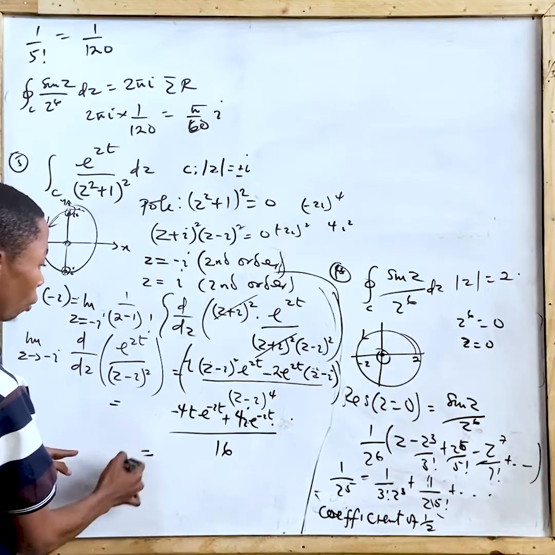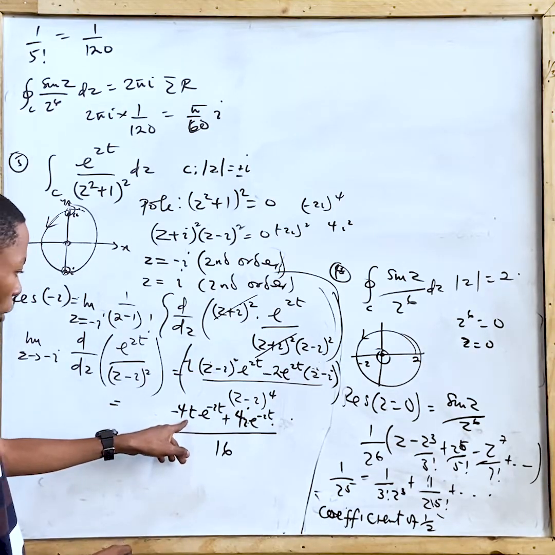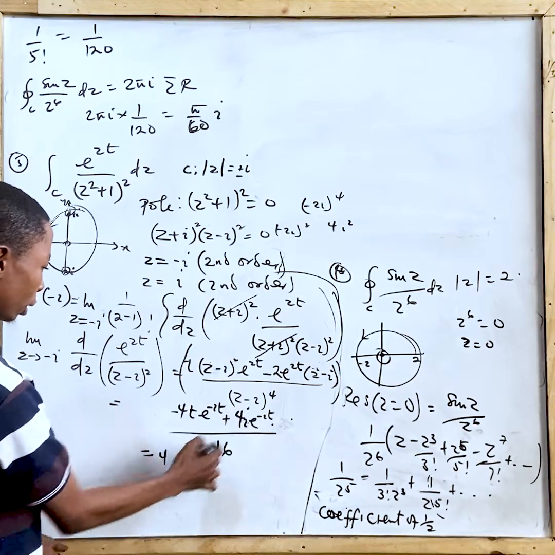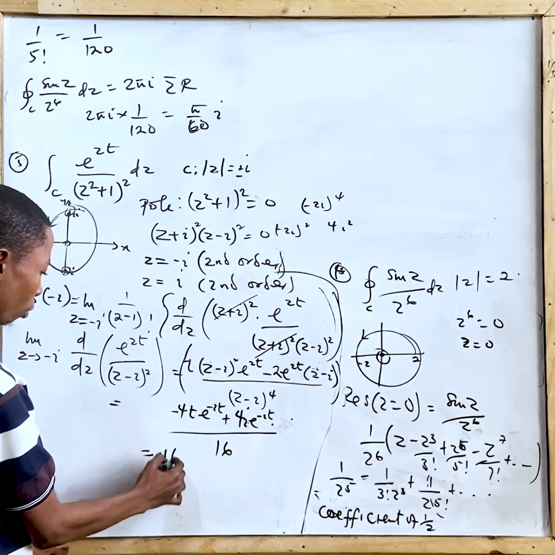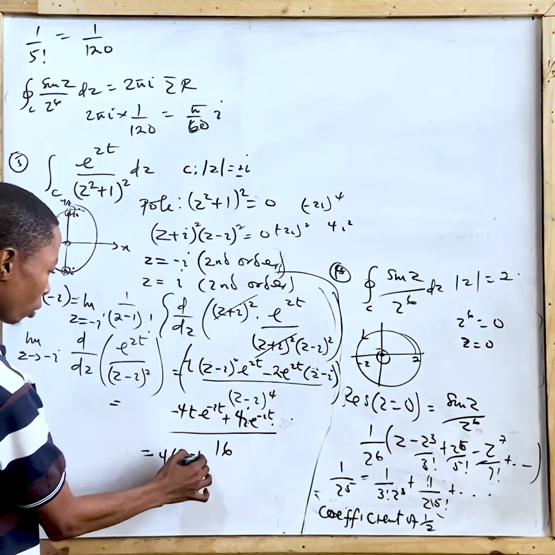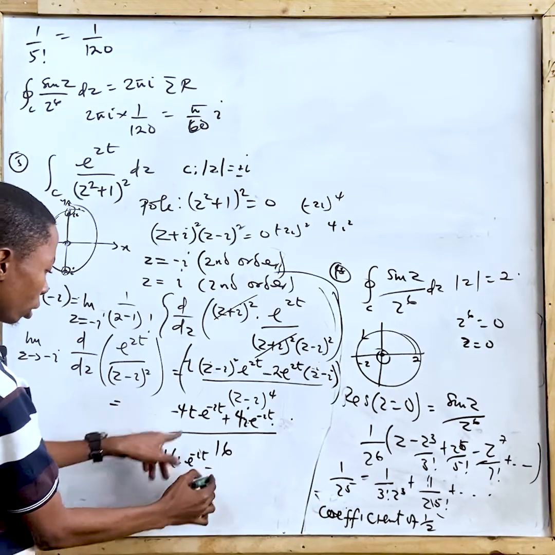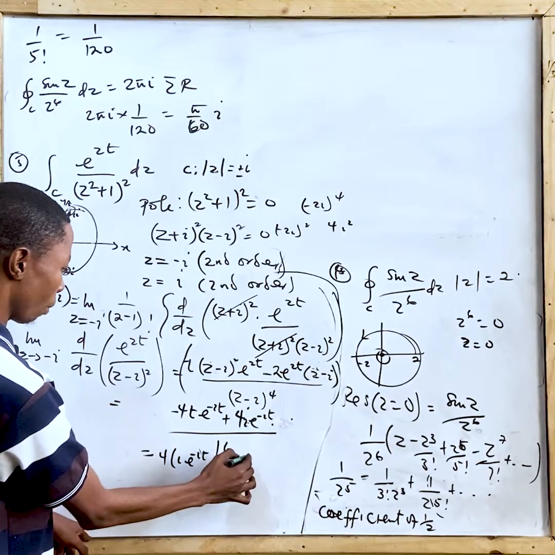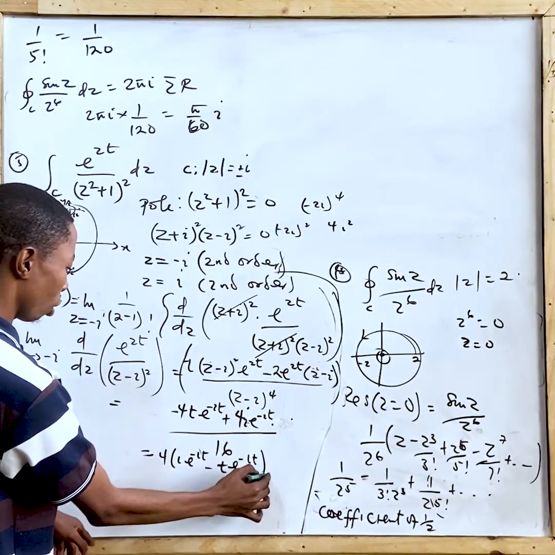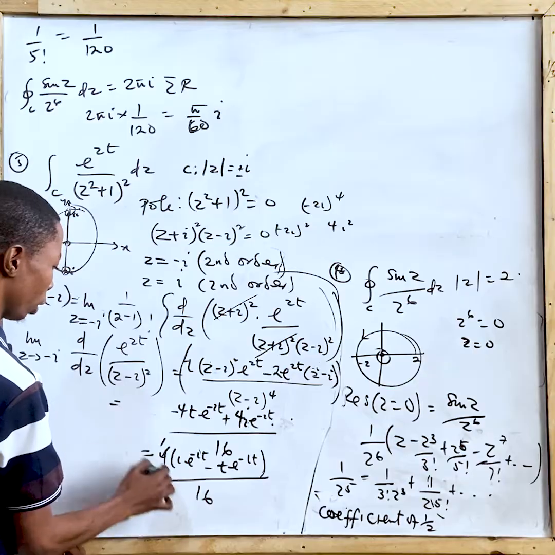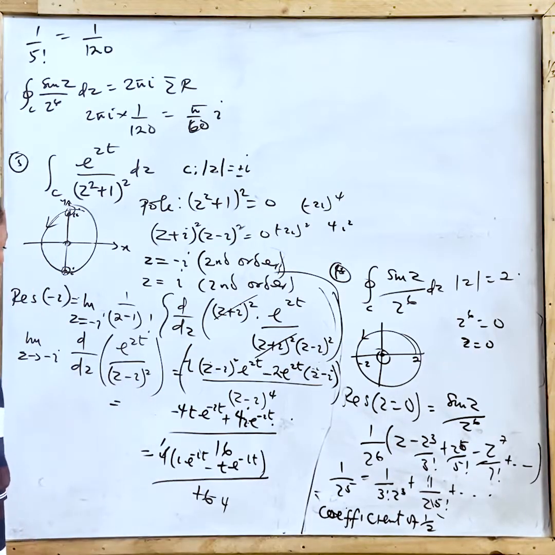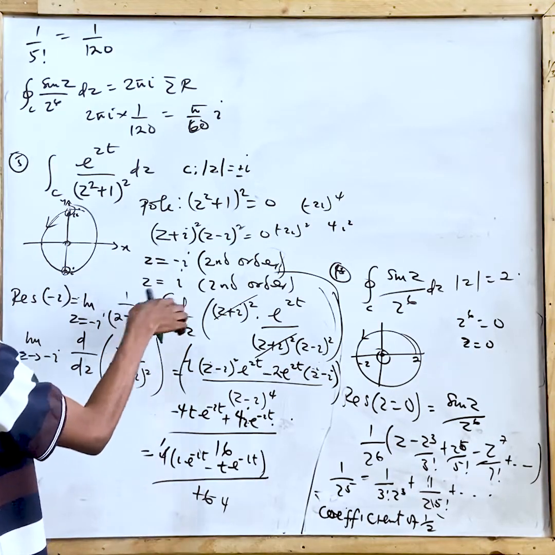If I factorize 4 into brackets, i e raised to the power minus it minus t e raised to the power minus it all over 16. So 4 here 1, 4 here 4. Good. Then take the residue at the other pole.